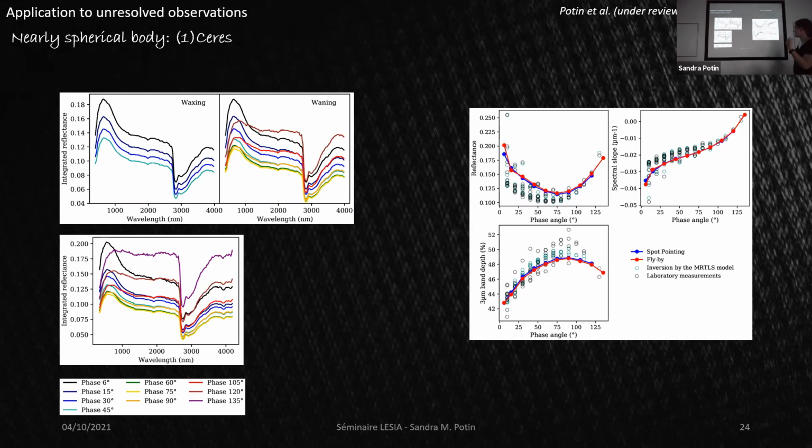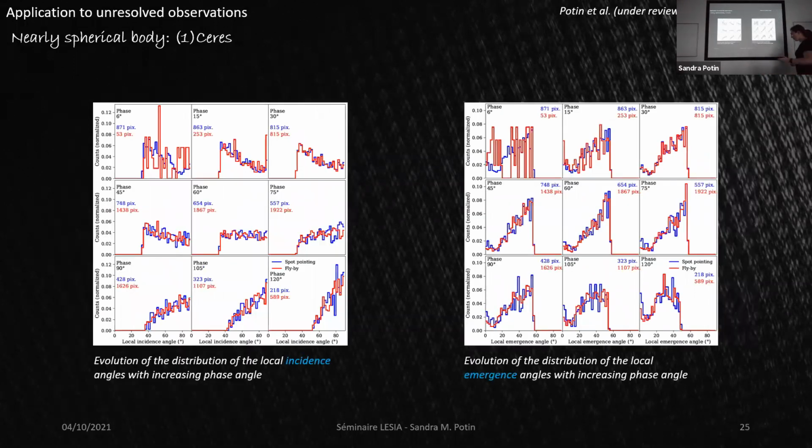To explain the variation between the laboratory surface and the simulation, we have to look at the distribution of the local incidence and emergence angles on the surface, because it's a convolution of each variation of geometry on the surface that will create the differences seen between the reference surface in the lab and the asteroid simulation.